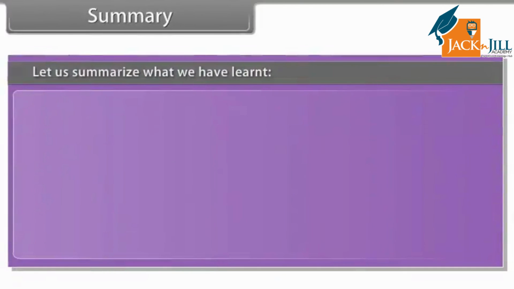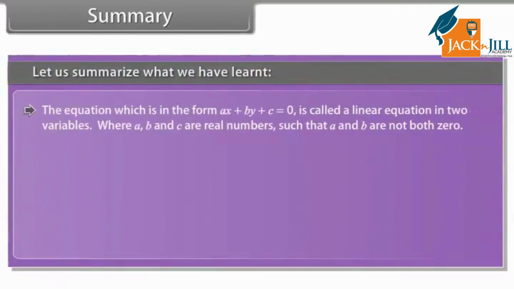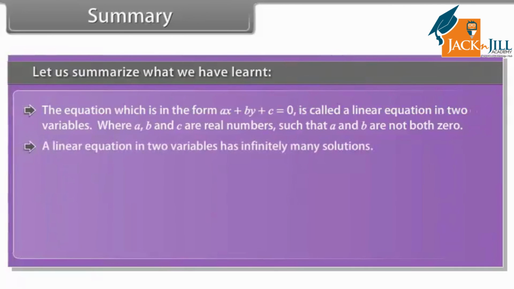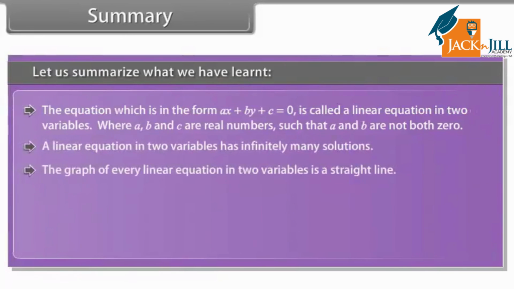Summary. Let us summarize what we have learned. The equation which is in the form ax plus by plus c is equal to 0 is called a linear equation in 2 variables, where a, b and c are real numbers such that a and b are not both 0. A linear equation in 2 variables has infinitely many solutions. The graph of every linear equation in two variables is a straight line.